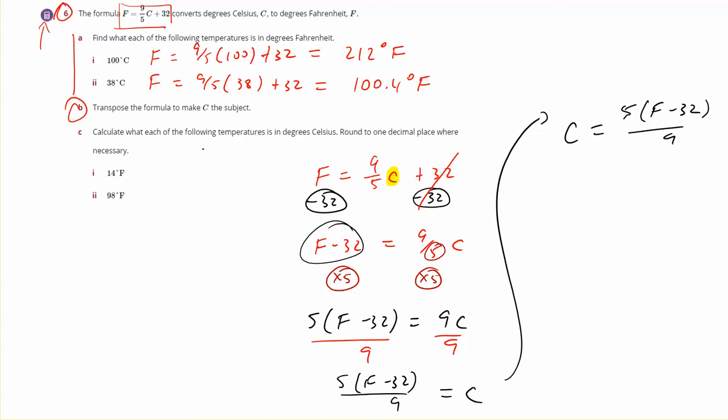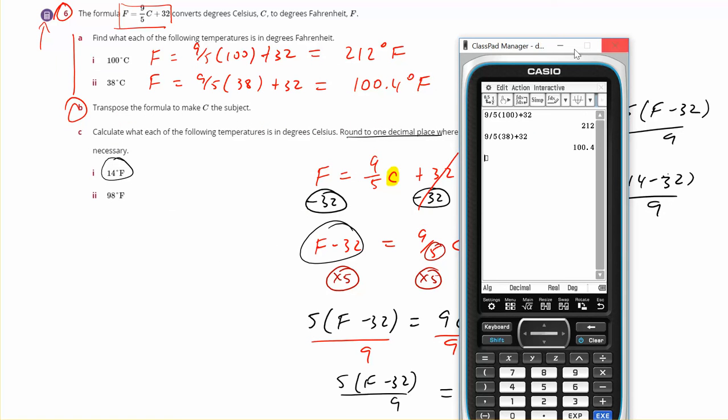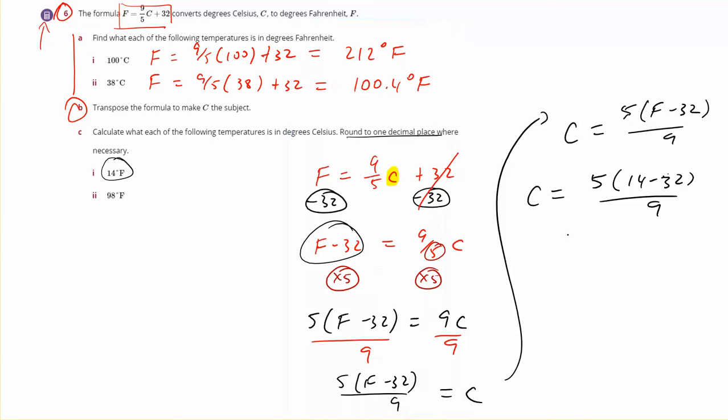Now calculate the following temperatures, rounding to one decimal place. If I have 14 degrees Fahrenheit, my Celsius would be 5 times (14 minus 32) over 9. I'm going to use my calculator to work that out. Make sure to put the brackets in, please. That's negative 10. Wow. So 14 degrees Fahrenheit is negative 10 degrees Celsius.